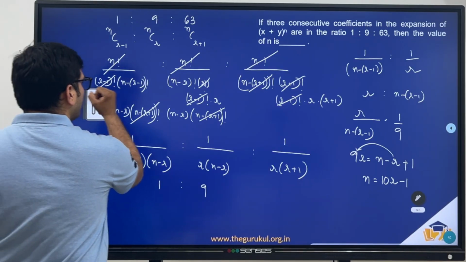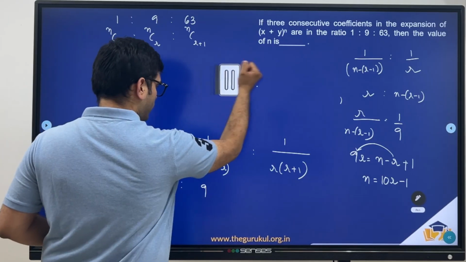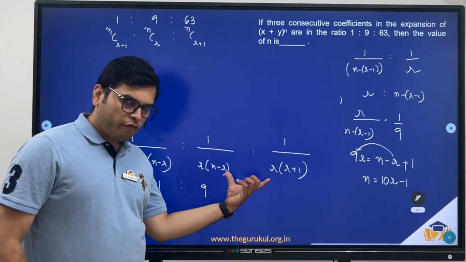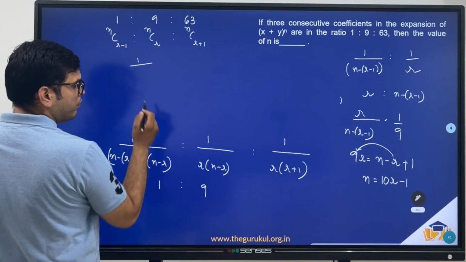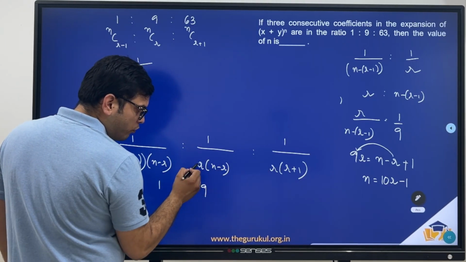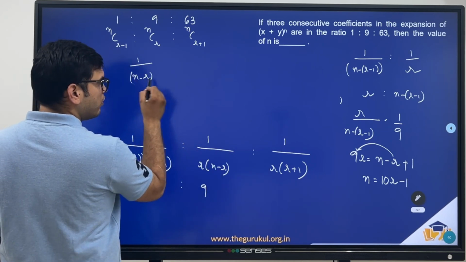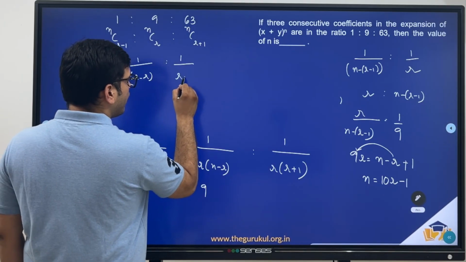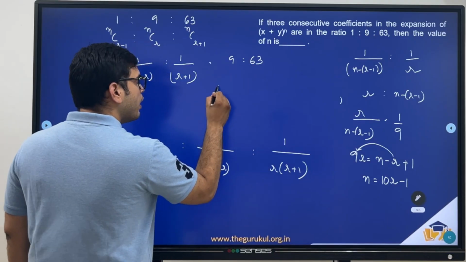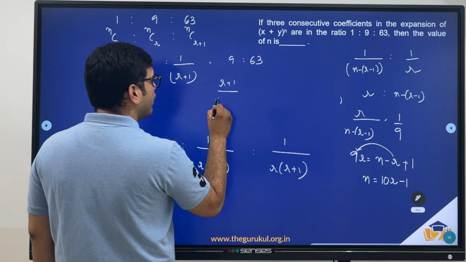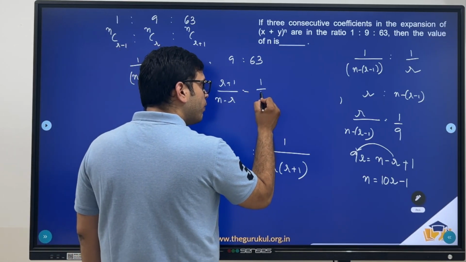Now let me erase this part. Now finding the ratio of these two, they have to be in the ratio 9 is to 63. So 1 by, now between these two we have r common, so you can eliminate r. N minus r is to 1 by r plus 1. Now this should be 9 is to 63, or r plus 1 by n minus r should be 9 is to 63, or 1 by 7.